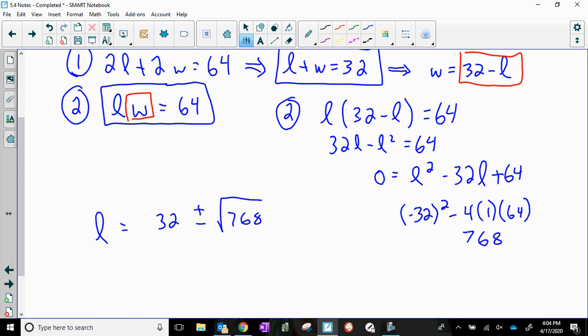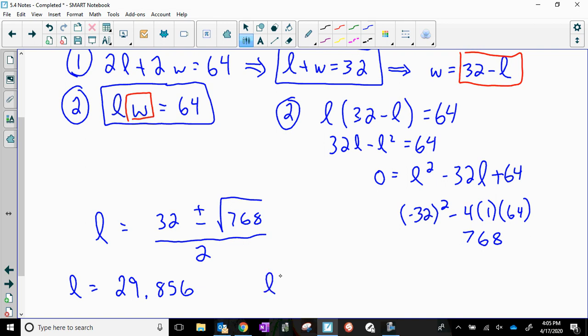Now, if this was a nice, neat, perfect square, it means I could have factored. But if we take the square root of this, it's going to be 27.7. So it's not. So I'm just going to put this all over 2 times a, so all over 2. So for my length, I take this in the calculator and do the 32 plus the square root of 768, all over 2, and I come up with 29.856. Let's just go 3 decimal places.